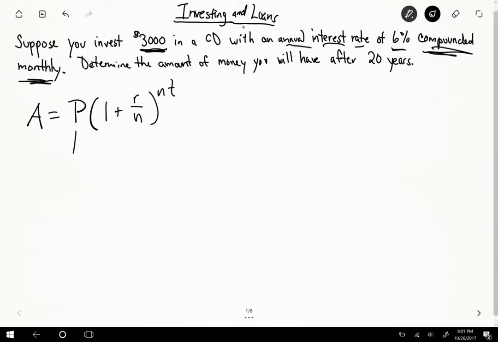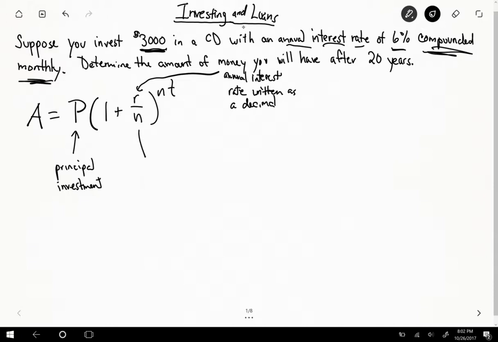So first off, what does P stand for? That's our principal investment. And then we have our R value. What is that? Well, our R value is our annual interest rate written as a decimal. So that's a key converting portion here. Sometimes people forget to make that conversion, and so it gives them a little bit of a trip up.